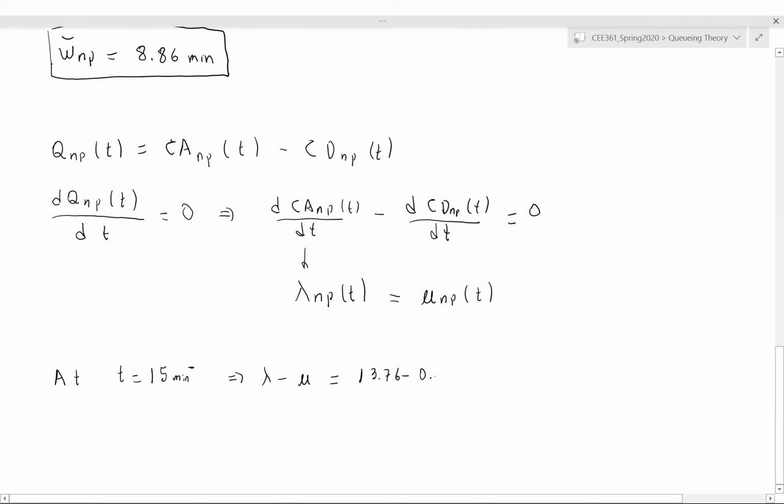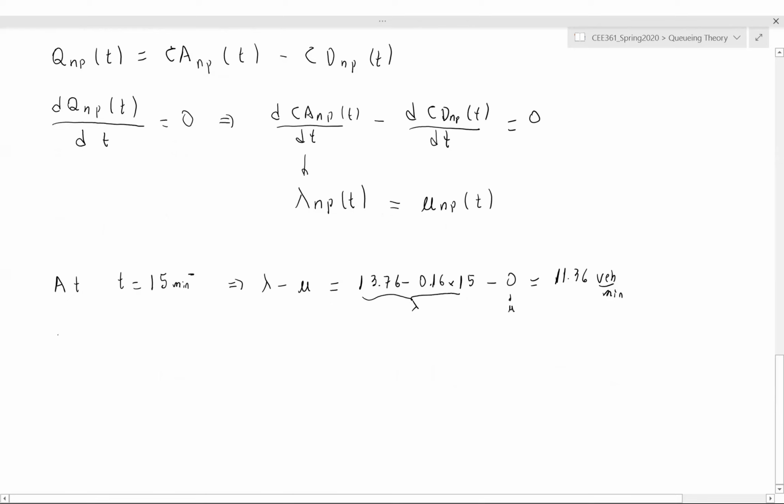minus 0.16 times 15 minus 0 because mu is 0, right? So this is lambda, and that's mu. That gives me 1136 vehicles per minute.